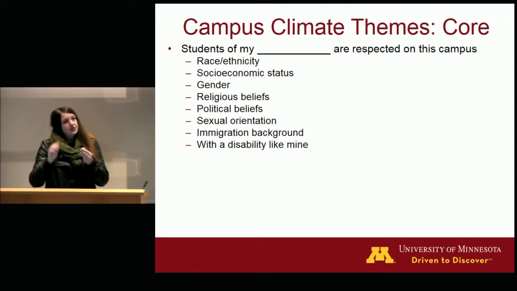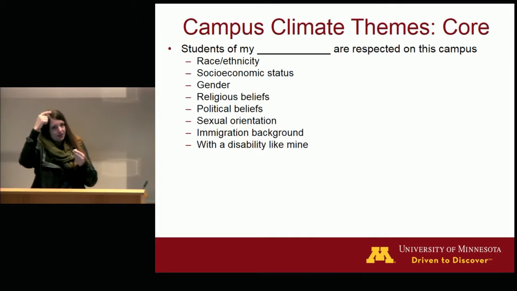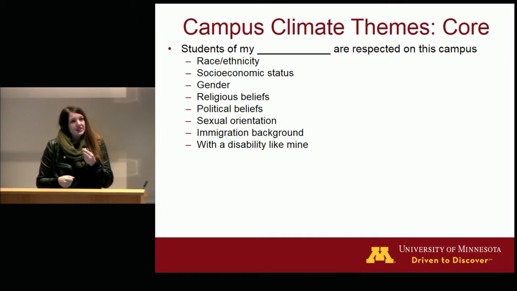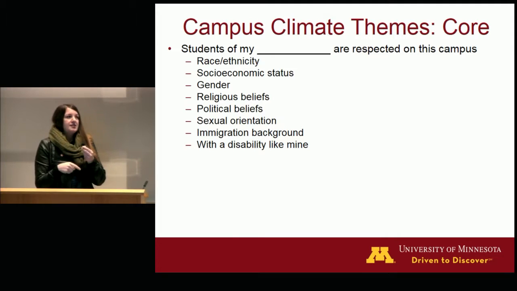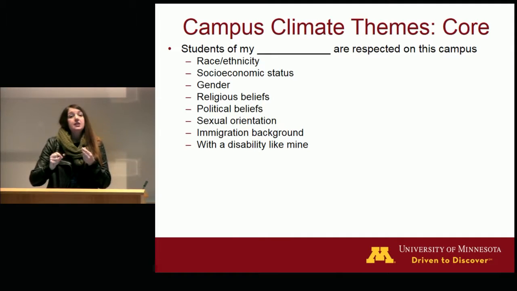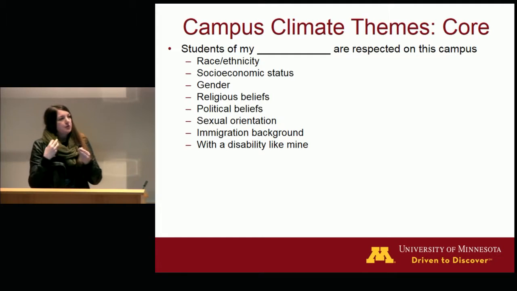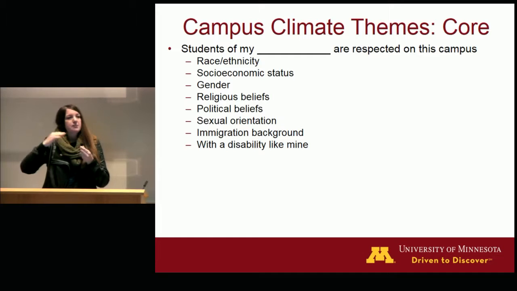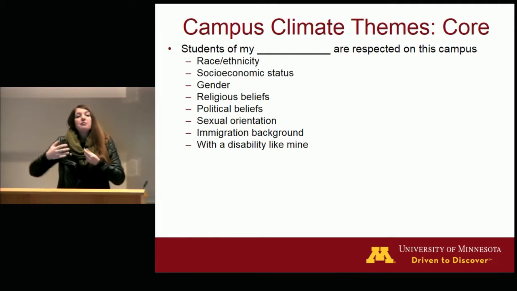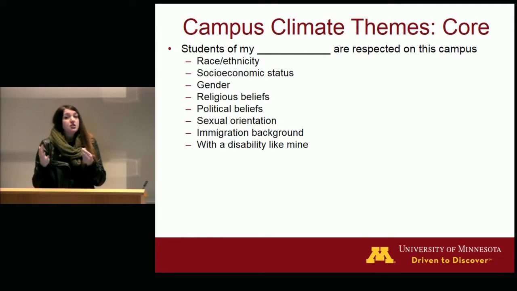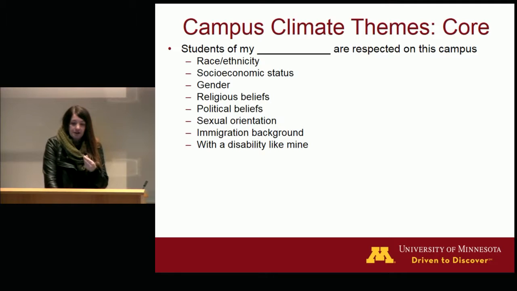So from the core of the survey, one of our most informative items that we've asked over the last couple of years is "students of my blank are respected on this campus," where the blank is filled in. We used to ask this item, "students are respected here regardless of their race or ethnicity," but we've changed it to be a little bit more inclusive, so not "respected regardless of," but "students of my identity are respected on this campus." And that changed the data and the results a little bit, but we've done this now for a couple of years, so we have some really great comparative data, which I will talk about this afternoon.